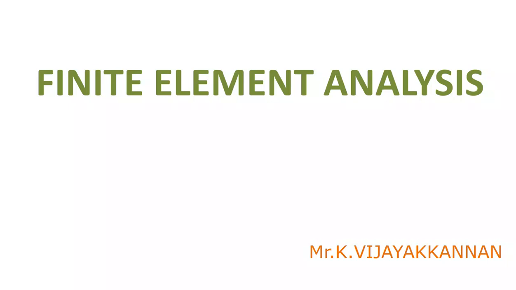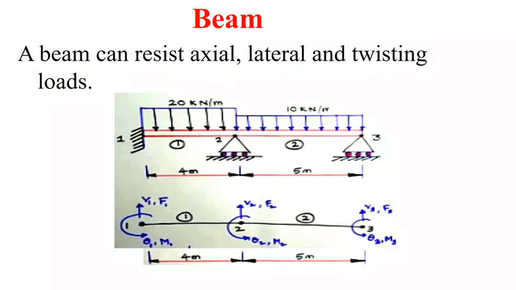In the last video we discussed the different types of structures, for example beam, bar or trusses. In this video we are going to discuss the bar and frame structures in detail, and specifically the beam. A beam can resist axial, lateral or twisting loads.